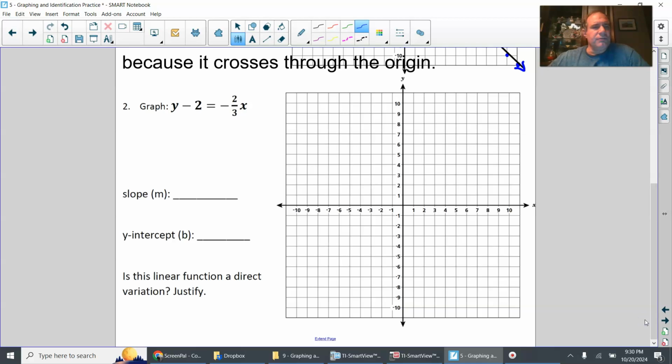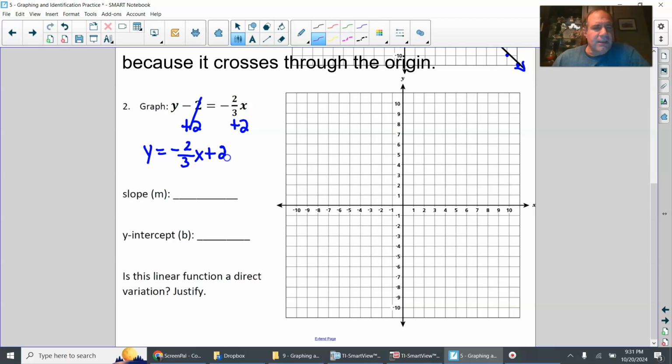For number 2, you see we have to graph, but this is not in y equals mx+b format. You have to add 2 to both sides just like that. And then we're just going to go ahead and put that into y equals mx+b format. That cancels. You have y equals -2 over 3x plus 2.